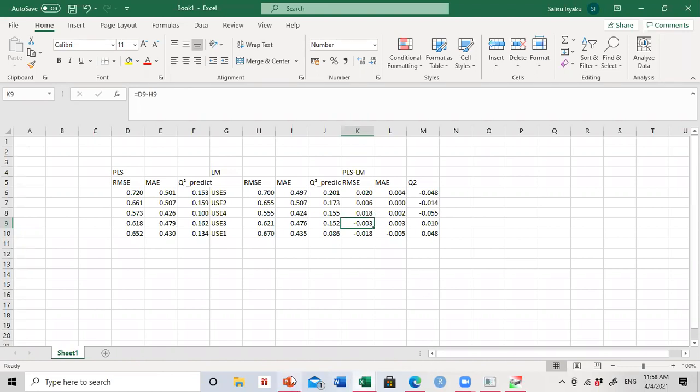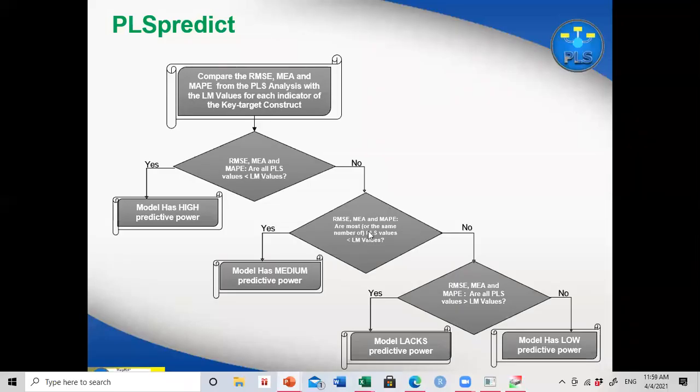They say either most of them or half of them. Look at the diagram. He said most of the PLS values are less than the LM values. Less than. So if it's less than, it should show negative. We only have two negatives, for example. So in this case, we conclude that some of them have, but very few, at least two out of six is not half. So we now say we have low predictive power.